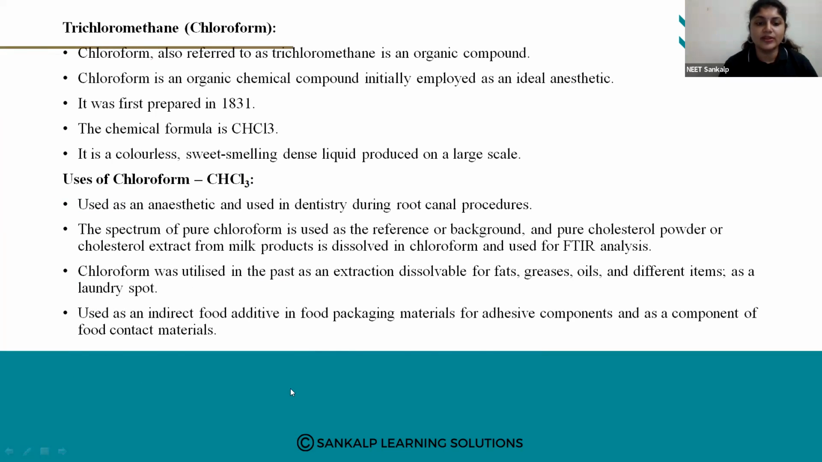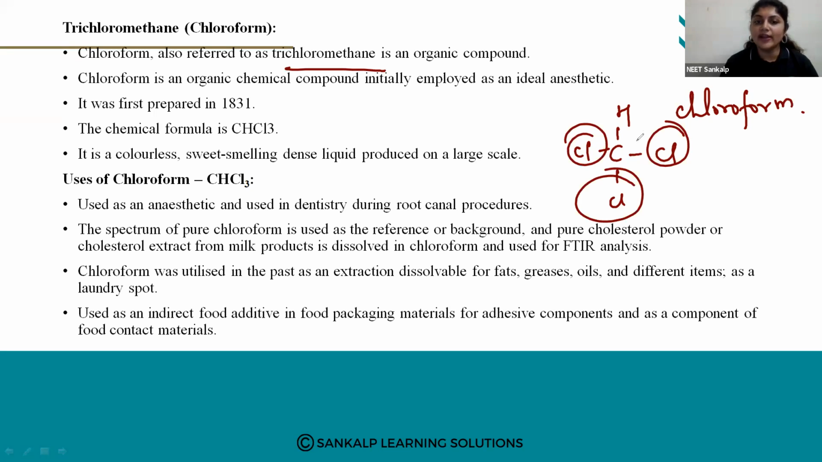What do you mean by trichloromethane? How is the structure? Cl, Cl, Cl, so three Cl atoms, more than one. It is called chloroform, or trichloromethane. Methane is CH4, so three hydrogen atoms are replaced by three chlorine atoms. So it gives you trichloromethane.